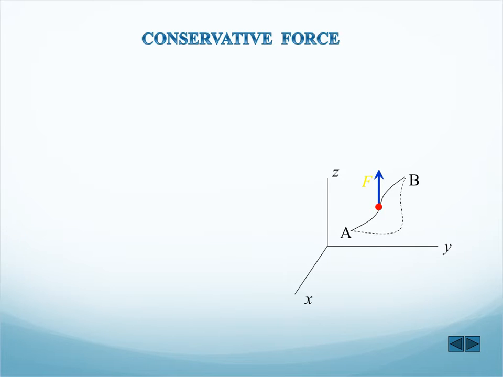We start off by defining what we mean by a conservative force. In this picture, we have a force indicated, and the lines represent that we're going to be moving from point A to point B. If we talk about the work going from A to B as the dot product of that force with the displacement going from A to B, for a conservative force, the work done in going from A to B will not depend on the path.